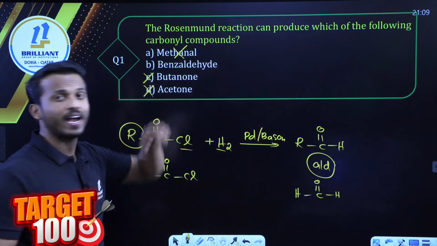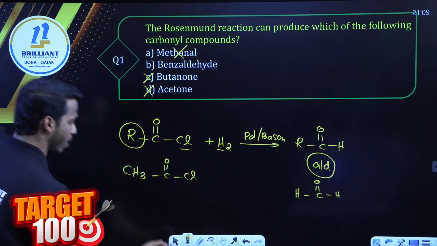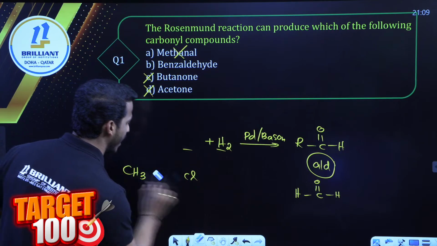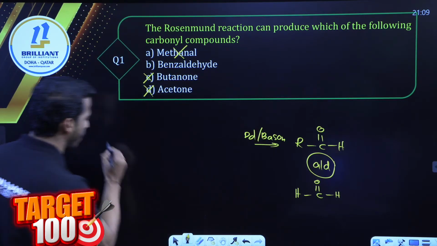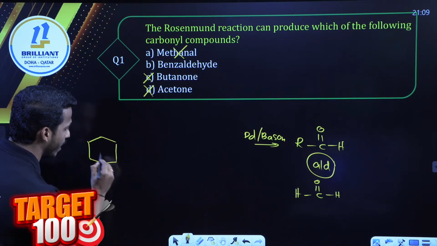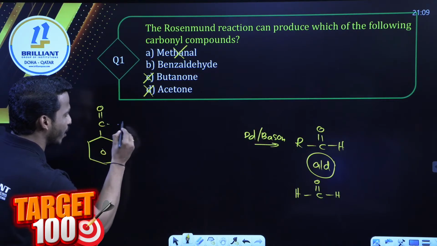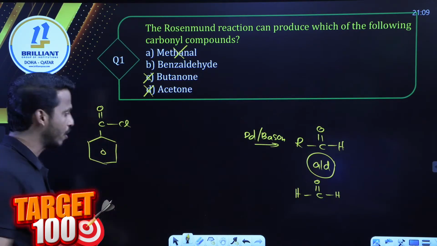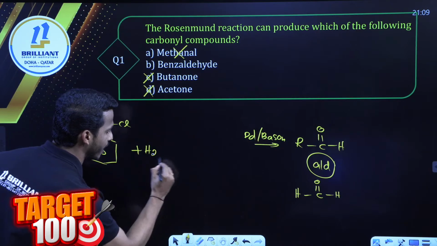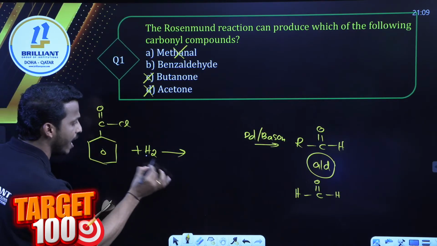But benzaldehyde you can prepare. How can you prepare benzaldehyde? Dear all, you can prepare benzaldehyde by treating benzoyl chloride. You know, this is called what? Benzoyl chloride. When you treat it with hydrogen in the same medium, what happens?